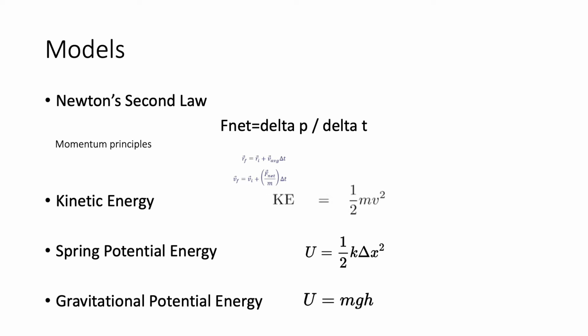And there is the velocity update formula, which relates velocity and the net force, and the position update formula. Other than that, there's kinetic energy, which is 1/2 times mv squared, and spring potential energy, which is 1/2 times k delta x squared, and gravitational potential energy, which equals m times g times h.